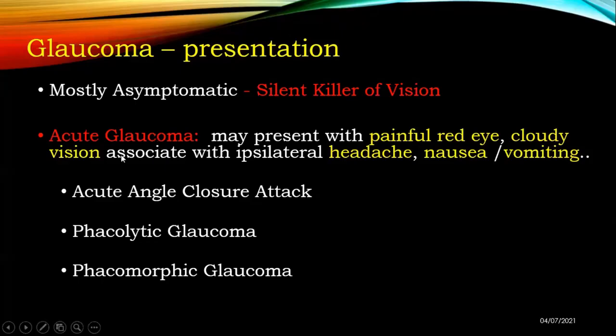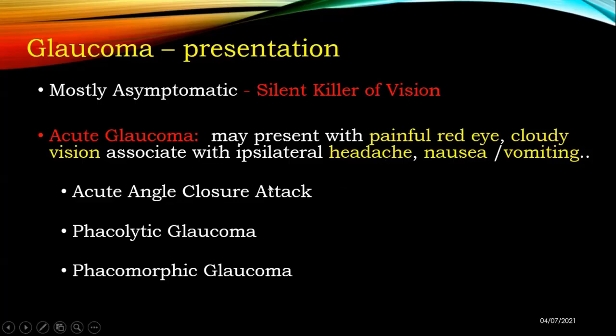Only acute glaucomas can present early. They can present with painful red eyes, clouding of vision associated with ipsilateral headache, nausea, and vomiting. These kinds of patients mostly present to the OPD setup with very high, sudden onset eye pain plus headaches, and they may end up in medical wards having all sorts of investigations, including CTs and MRIs. But ultimately they can be diagnosed as acute glaucomas, for example, acute angle closure attacks, phacolytic glaucomas, and phacomorphic glaucomas.